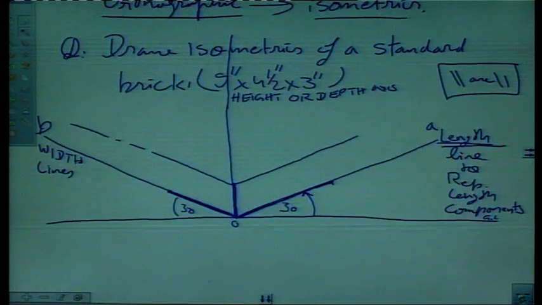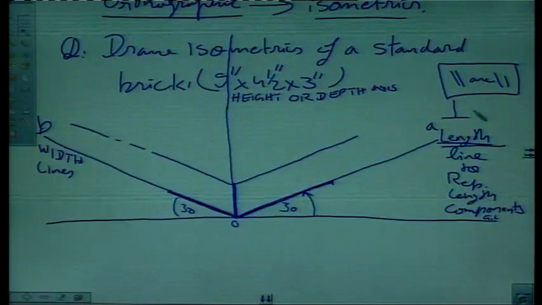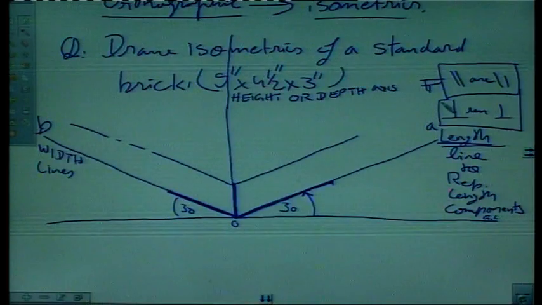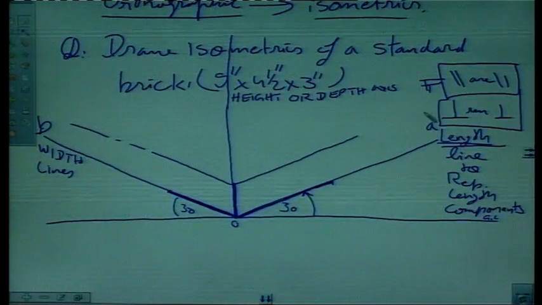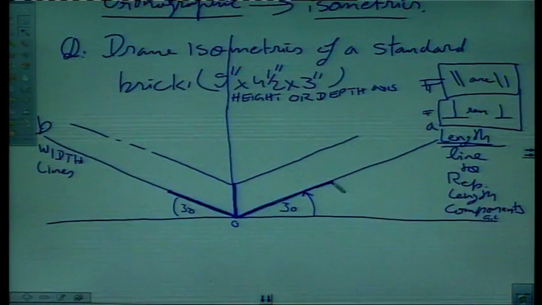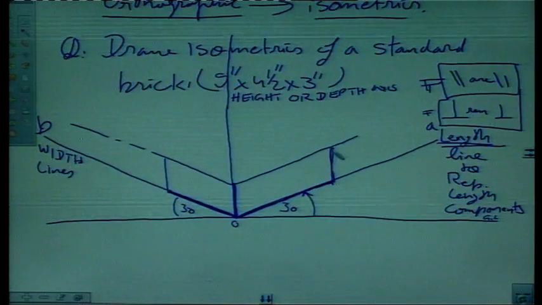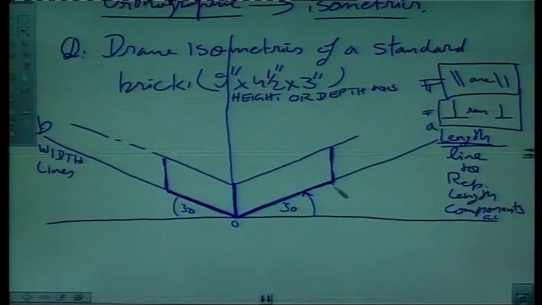Then there is another rule, vertical lines remain vertical. You should remember these two golden points. Parallel lines of the object remain parallel and perpendicular lines of the object remain perpendicular to the ground line, to this line. From here draw a line like this, from here draw a vertical line like this. This line is basically the vertical edge of the brick and this is perpendicular to this line here. This is a 90-degree angle, right?